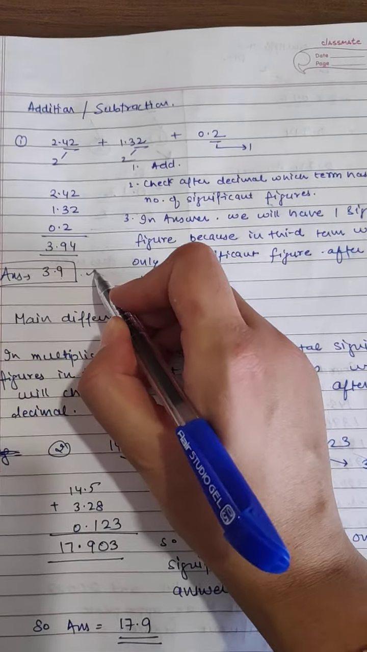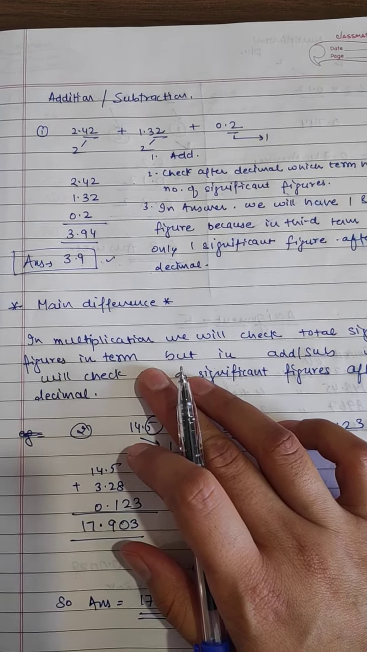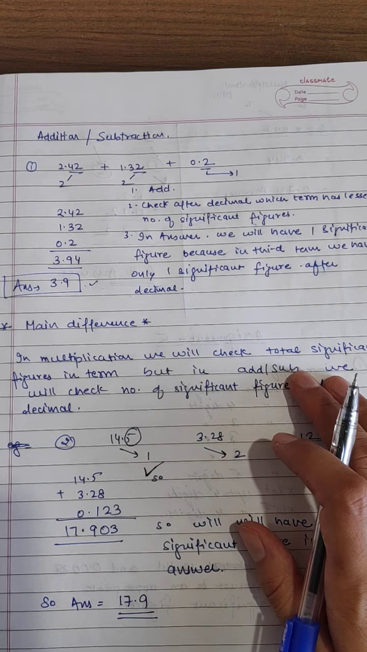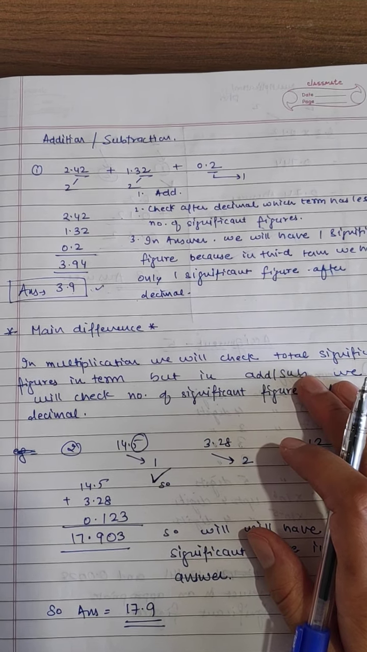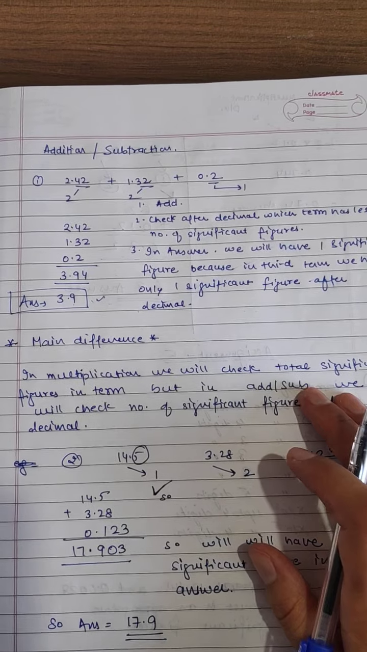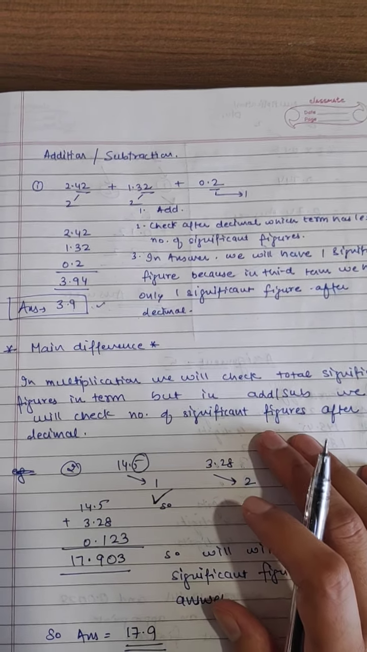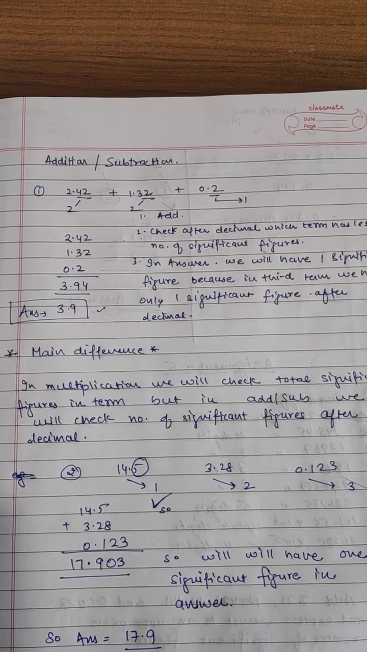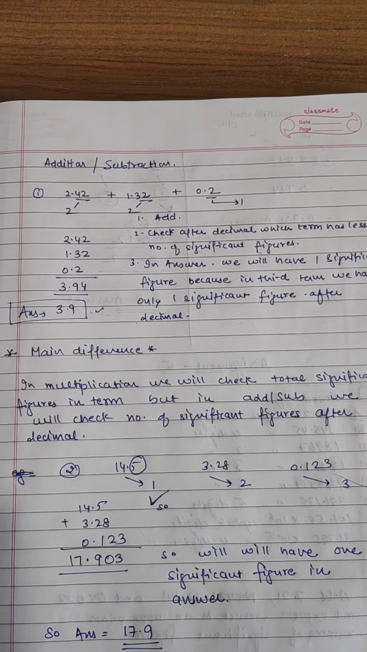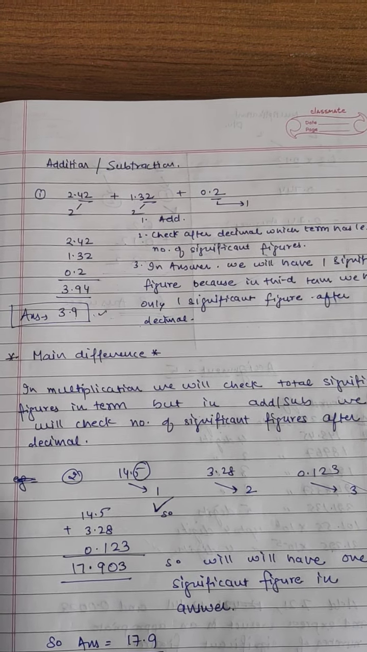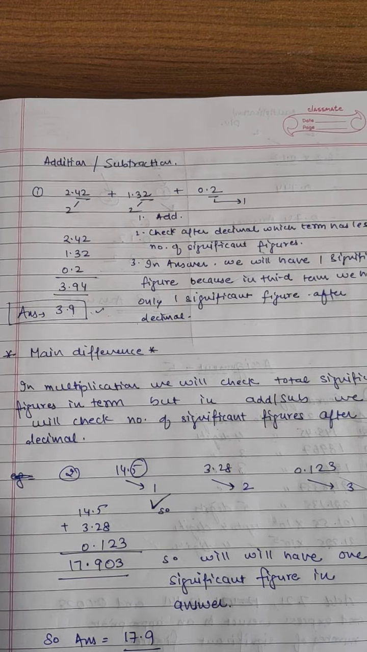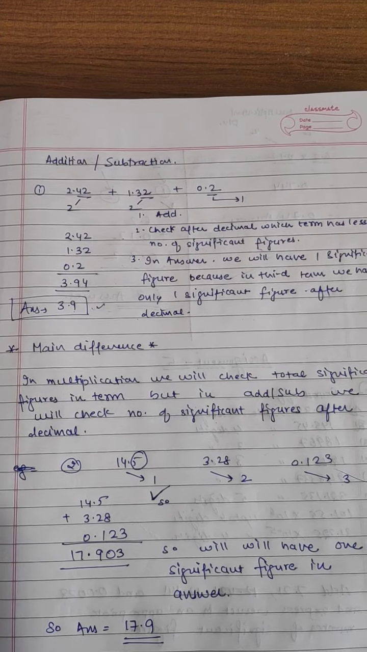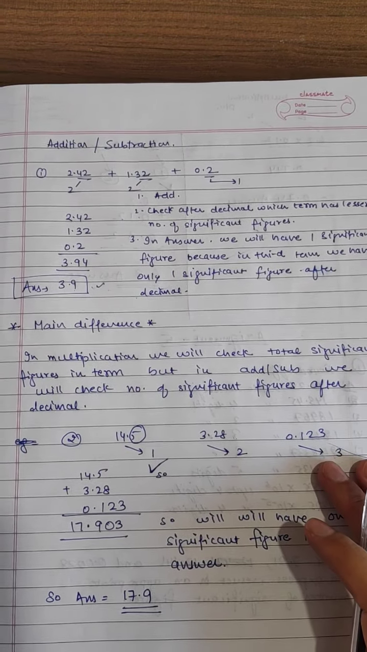So what is the main difference between addition or subtraction and multiplication and division? In multiplication or division, we check the total significant figures in the terms. Like in the earlier example, where we discussed before the decimal also, we were counting the total number of significant figures and writing the answer accordingly. And in addition and subtraction, what do we do? We see the number of significant figures after the decimal and write the answer accordingly. So this is the main difference. If you keep this difference in mind, you will not get confused while solving these problems.